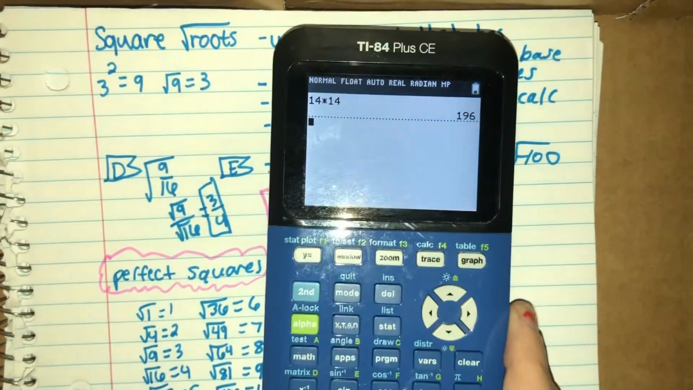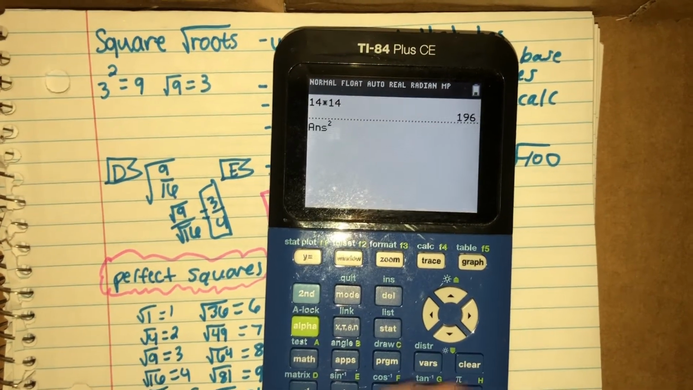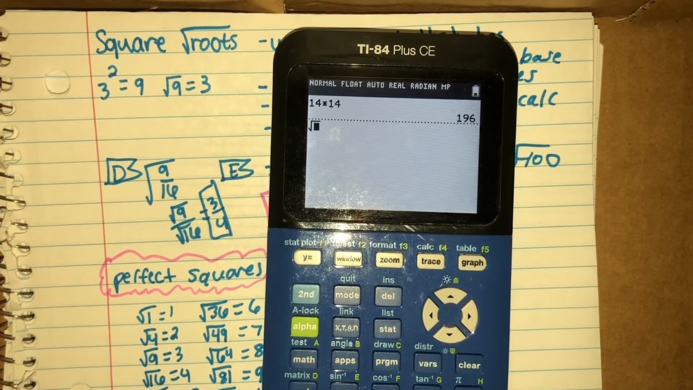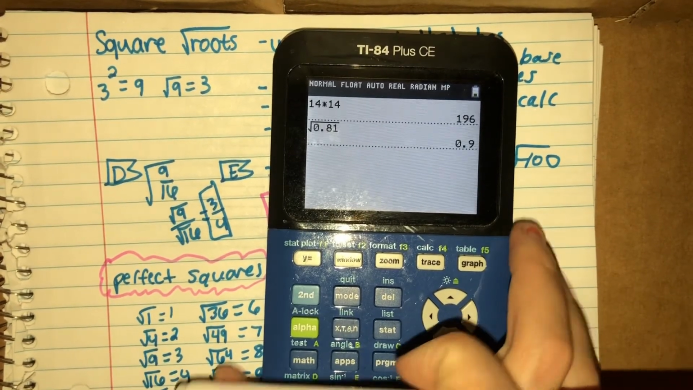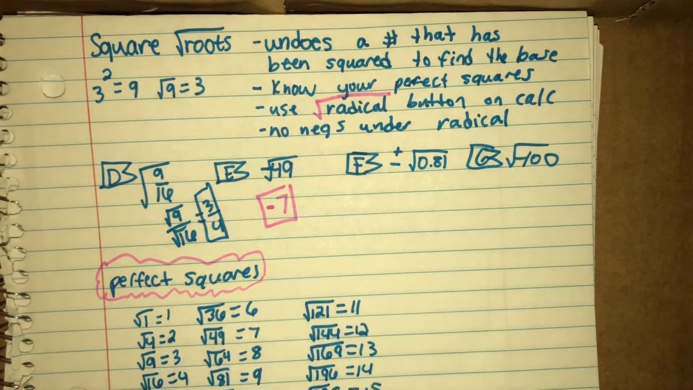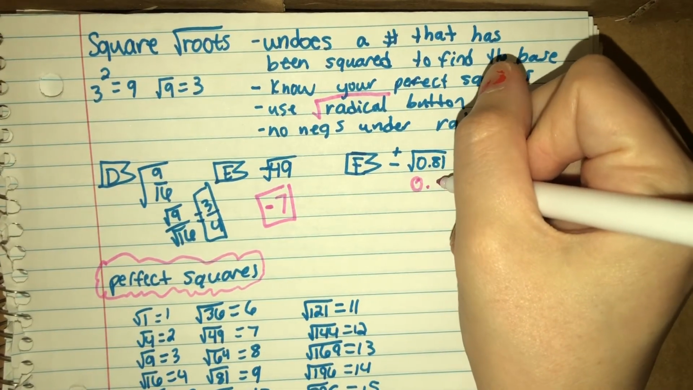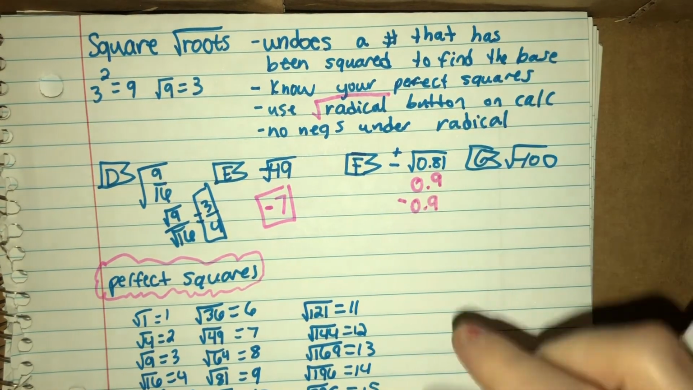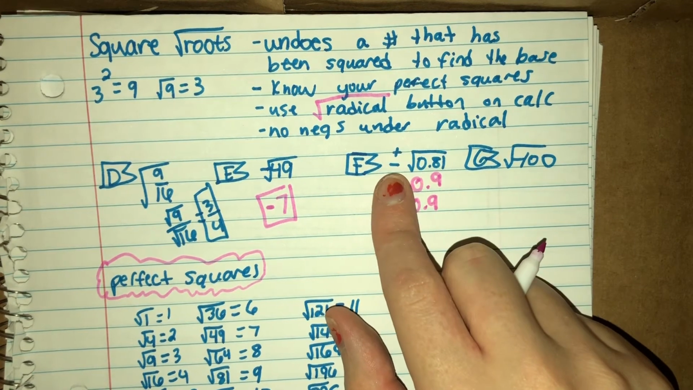So if you have a calculator that does this, you would press your radical button, and you get 0.9. So basically what that plus or minus sign means is that you get 0.9 and negative 0.9. They want you to specify both, and they're telling you that by this plus or minus sign out in front.